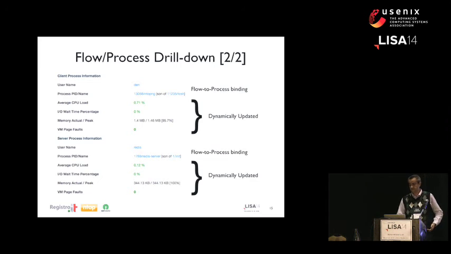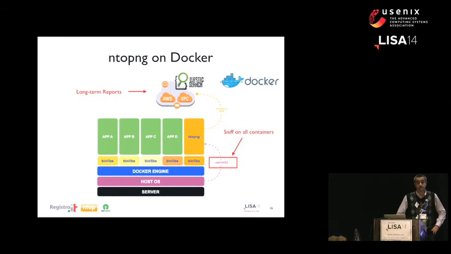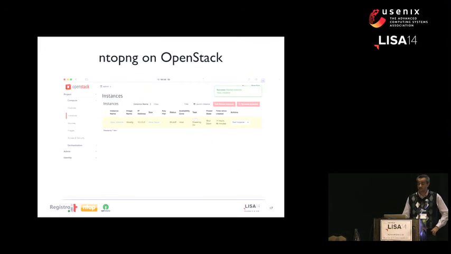Of course, we have to be integrated with modern things such as Docker. So you can download either ntopng as a package, or you can run it as a Docker container, and on OpenStack. So you can deploy it on your favorite OpenStack container.